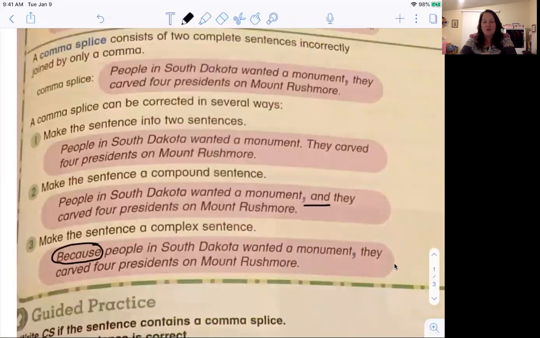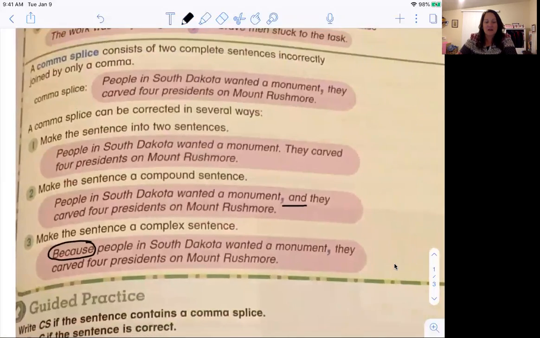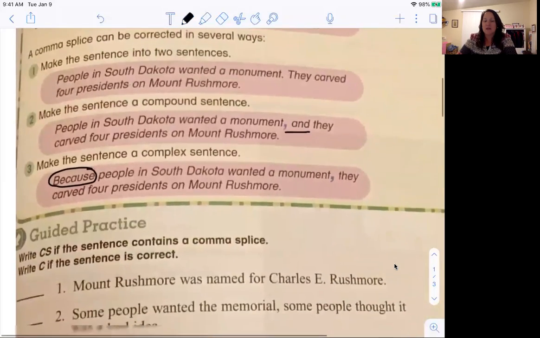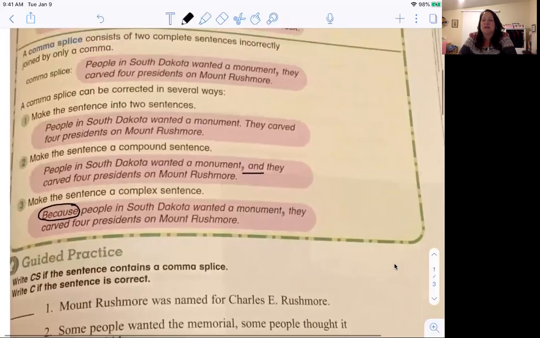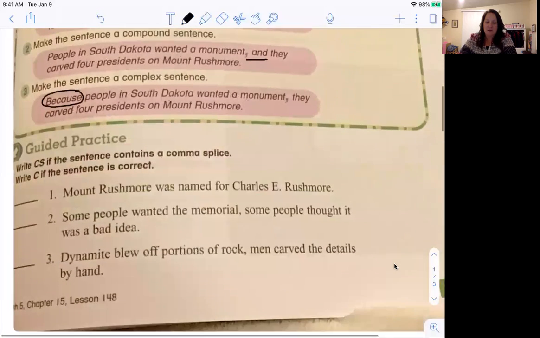Okay, well, enough review. Let's go to guided practice. Comma splice. If the sentence contains a comma splice, and remember, a comma splice is an error. It is 2 sentences joined incorrectly by a comma. See if it is correct.